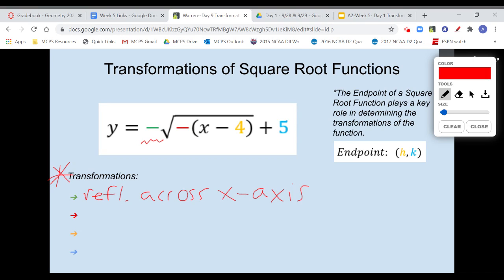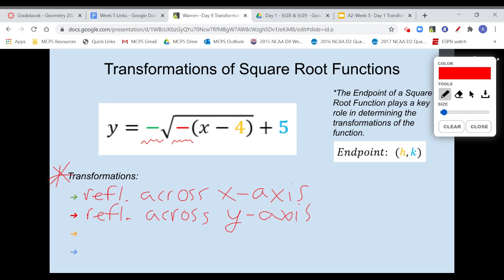Okay. And then after that, we're looking at this negative sign inside the square root symbol. So if you have a negative sign inside the square root in front of the x, so before the x, that's going to be a reflection across the y-axis. Okay, and again, anytime you see that negative in that position, it would be a reflection across the y-axis.